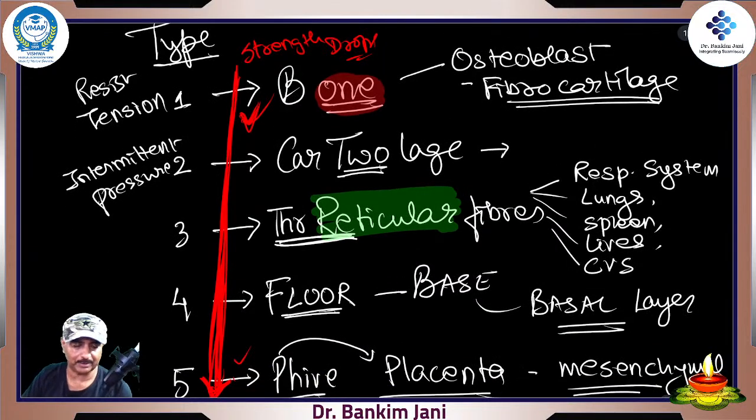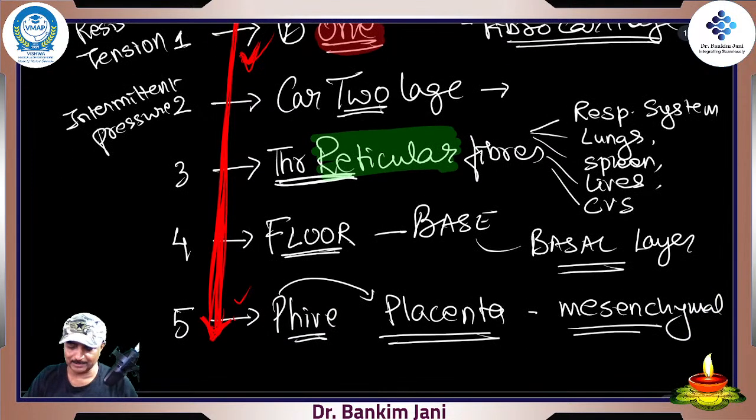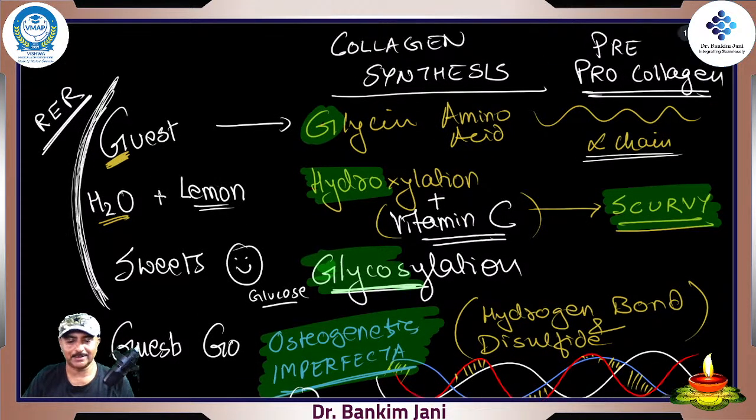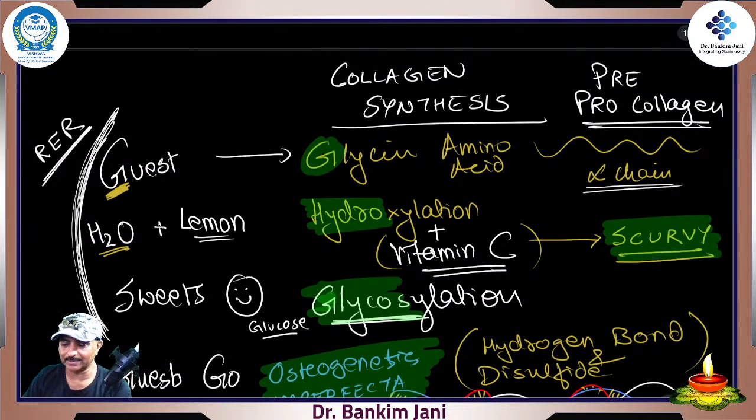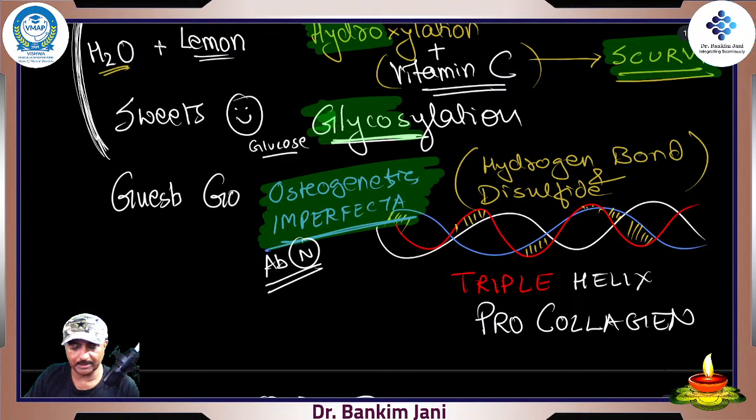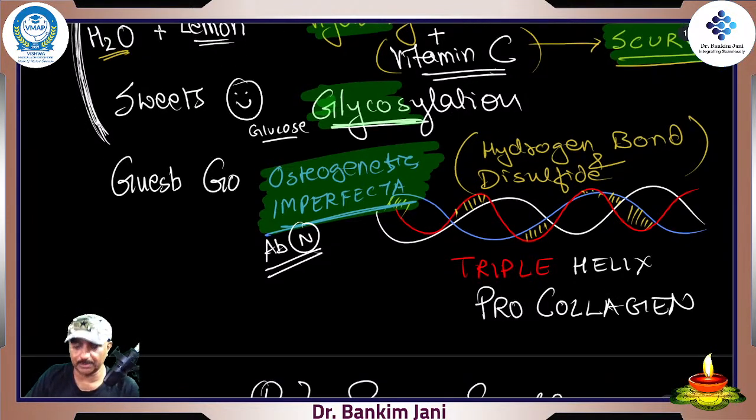Type 1, 2, 3, 4, 5 collagen: type 1 is bone, type 2 is cartilage, type 3 is reticular fibers from the respiratory system, lung, spleen, liver, CVS. Type 4 is floor, so base, the basal layer, and type 5 is placenta, that is the mesenchymal, right? Collagen synthesis: the easiest and best amino acid is glycine, forming the alpha chain, and that is the single chain called pre-pro-collagen, right? Offer water, that is hydroxylation, but vitamin C is needed, else the person gets what is called scurvy, right? Offer sweets, that is glycosylation, right? Then a hydrogen bond and disulfide bond is formed, and it leads to triple helix procollagen, right? If this goes wrong, it leads to an abnormality called osteogenesis imperfecta, imperfect formation of the bones.